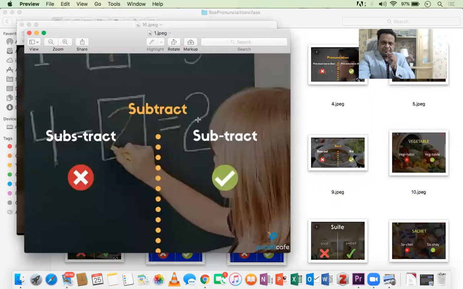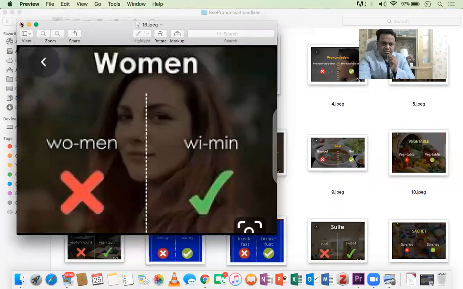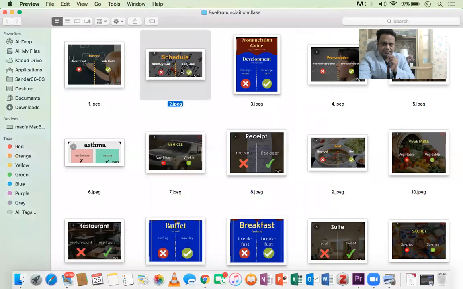That's the first one we got here. It is subtract. In the British pronunciation, the fourth letter, S, is silent. So we do not pronounce it the way many people do. And let's move to the next one.